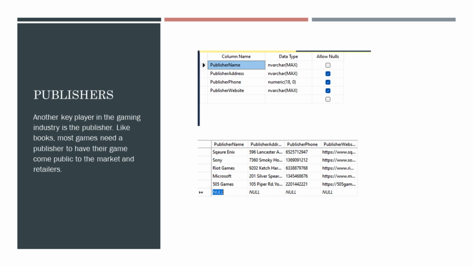And while developers are overall the most important aspect of a game, the second hand man in this game would be the publishers. The publisher helps manage the overall marketing, game box art, etc. of the game. So this table helps manage all that information, including the address, the publisher phone in case the developer needs to get in contact with them, the publisher website to help distinguish where the developer needs to go to get information about the publisher.